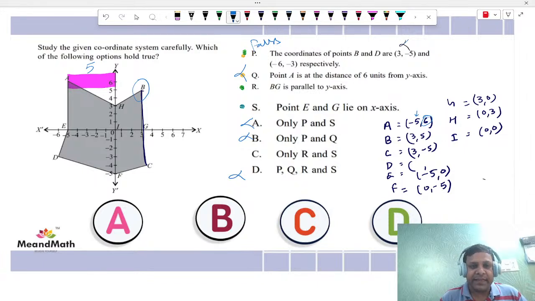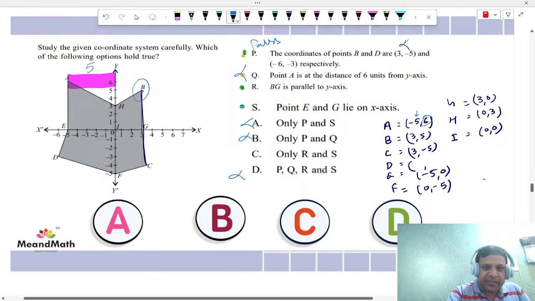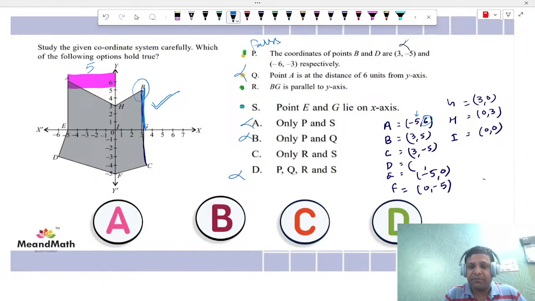BG parallel to Y axis. Yes, BG parallel to Y axis. तो क्यों? बिकॉज B और G के X कोऑर्डिनेट सेम है. अभी थोड़ी देर पहले हमने डिस्कस किया है.